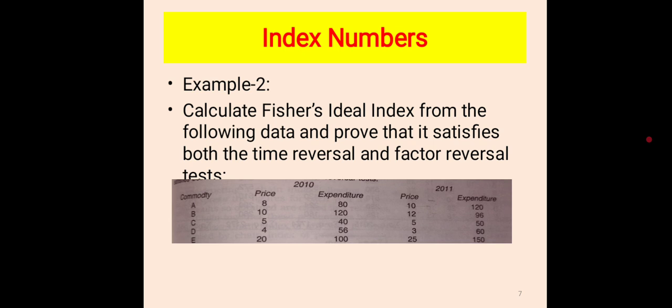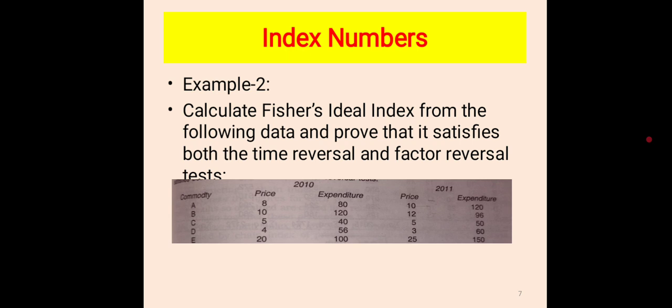Example 2: calculate Fisher's ideal index from the following data and prove that it satisfies both the time reversal and factor reversal tests. Commodities A, B, C, D, E are given for 2010 and 2011. 2010 is the base year, that is 0. 2011 is the current year, that is 1. Price is given already: 8, 10, 5, 4, 20. Expenditure is given, so we calculate quantity. Quantity is equal to expenditure by price: 80, 120, 40, 56, 100.